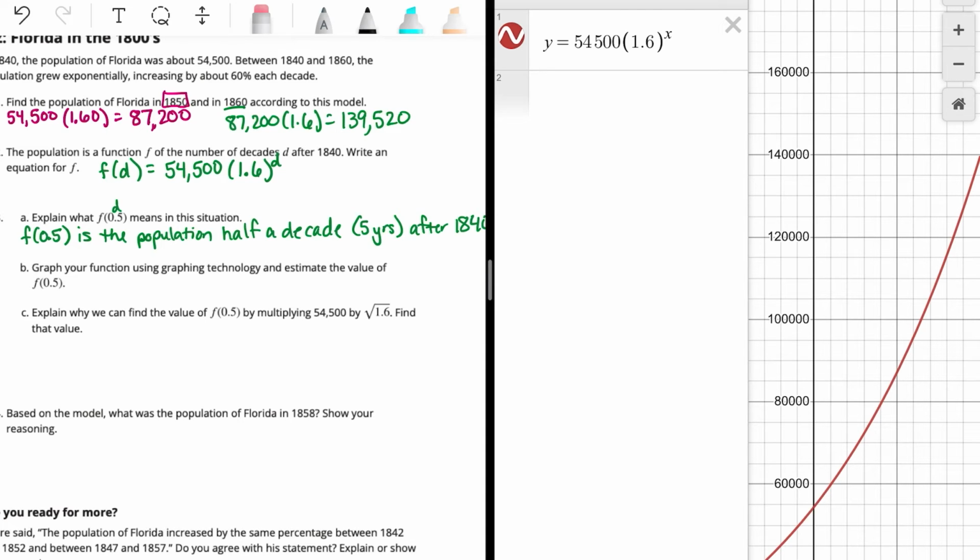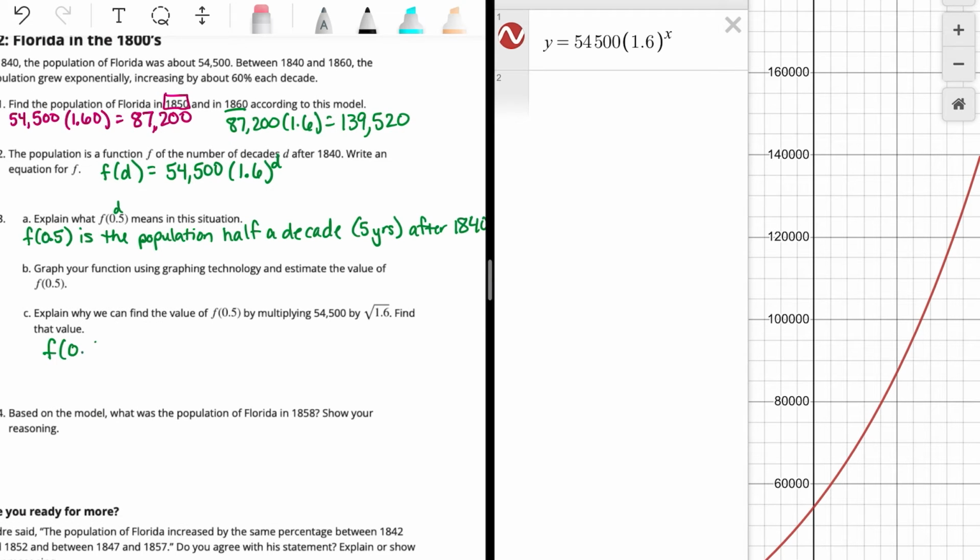All right, so explain why we can find the value of f of 0.5 by multiplying 54,500 by the square root of 1.6. Okay, well, remember that if f of 0.5 is 54,500, and then we're multiplying by 1.6, and that's raised to the power of 0.5, well, that's the same thing as 1/2, right? So that's 1.6 to the 1/2, and remember that the 2 is the root and the 1 is the power, so that's the same thing as the square root of 1.6.